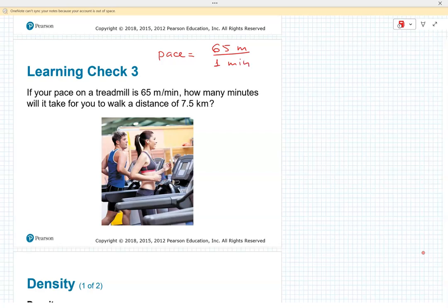What is the starting unit? So you have 7.5 kilometers. Okay? That makes sense? But your conversion factor that we have here is in meters, so you have to go from kilometers to meters. How? It goes on the bottom. Top.